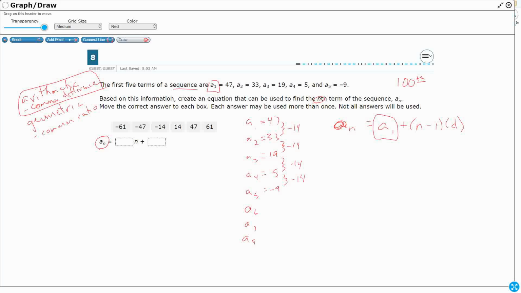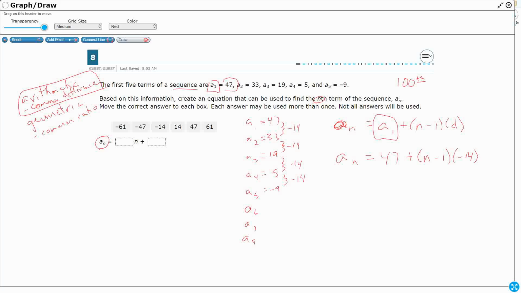So let's substitute what we know. A sub n equals, we know our initial value is actually 47, so we can put that in there. I don't know what this n minus 1 is, and we don't need to, that's fine. I do know my common difference, it's minus 14.